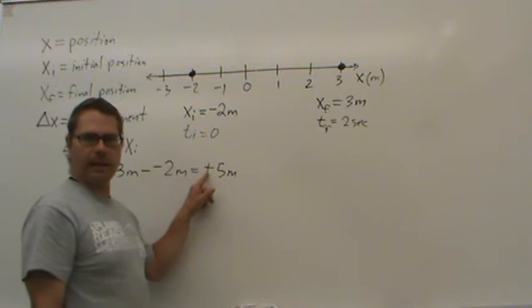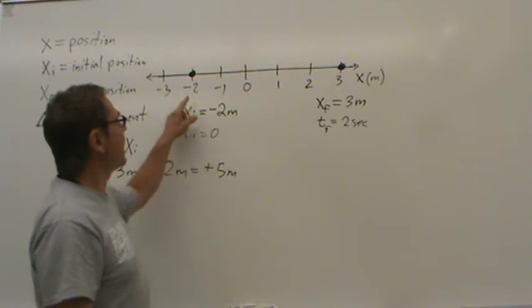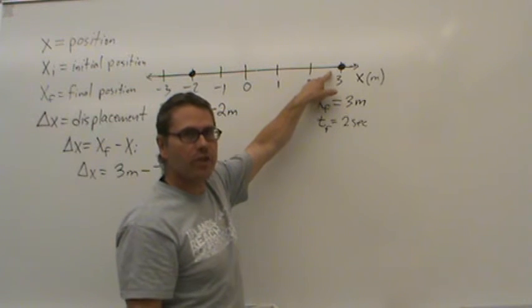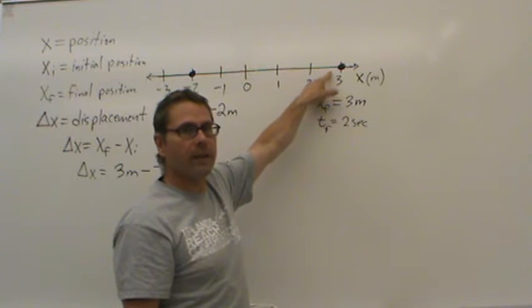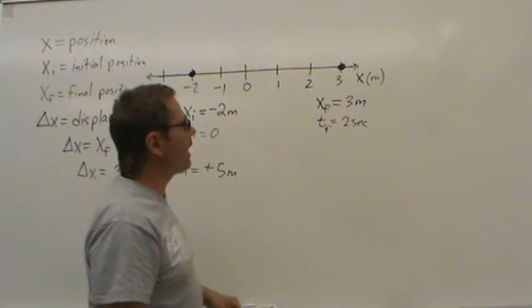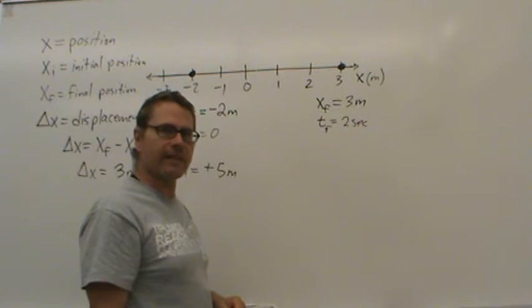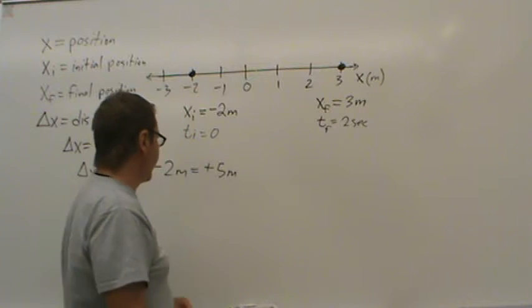Now notice that the delta x is positive. That indicates that the object moved in the positive direction on our number line. The direction of positive increase would be to the right. Had it been the other way, if the object had moved from 3 to -2, we would have calculated a delta x of -5 meters.